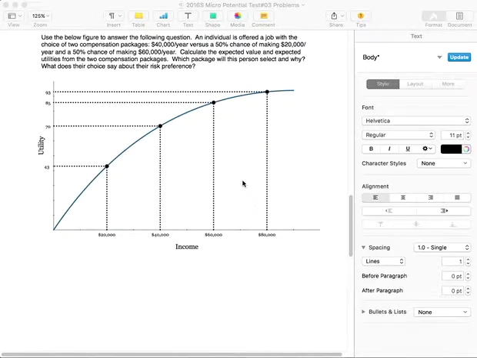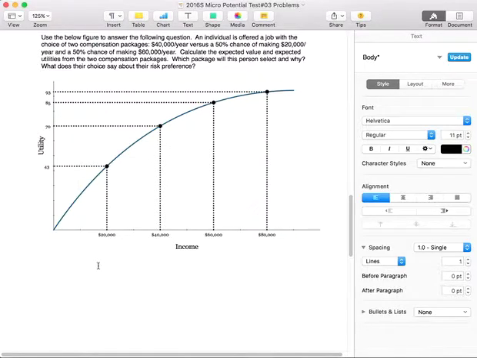So the question is, use the below figure to answer the following question. An individual is offered a job with the choice of two compensation packages, $40,000 a year versus a 50% chance of making $20,000 per year and a 50% chance of making $60,000 a year. Calculate the expected value and expected utilities from the two compensation packages. Which package will this person select and why, and what does their choice say about their risk preferences?